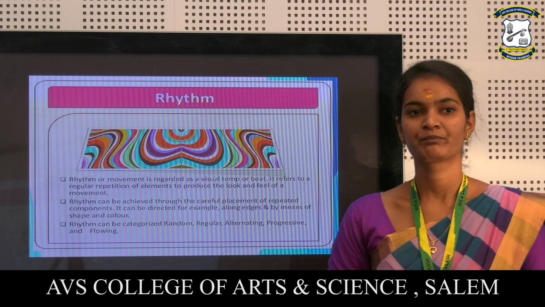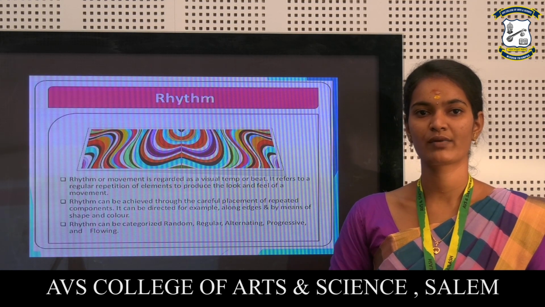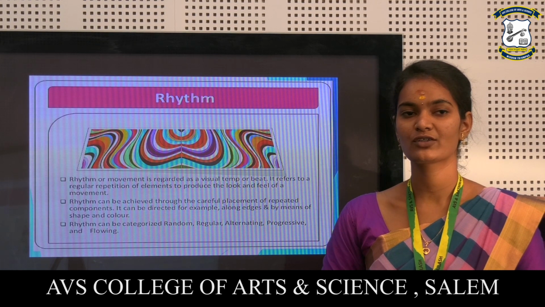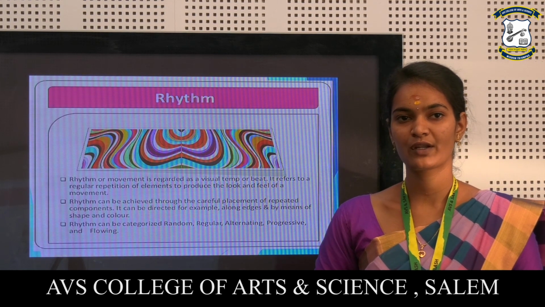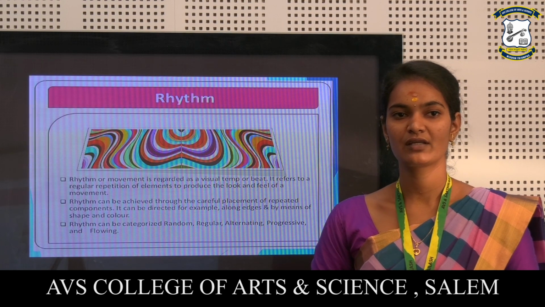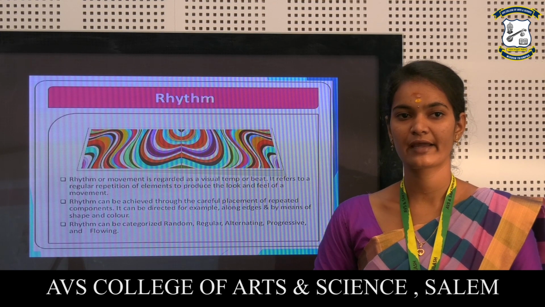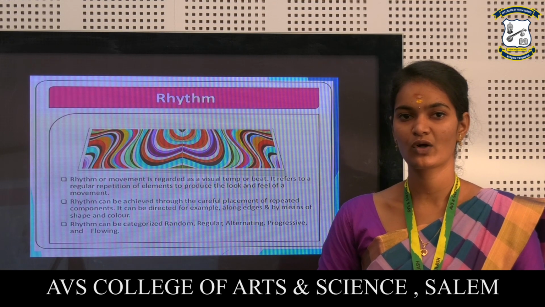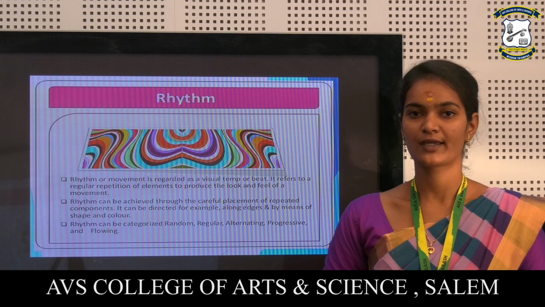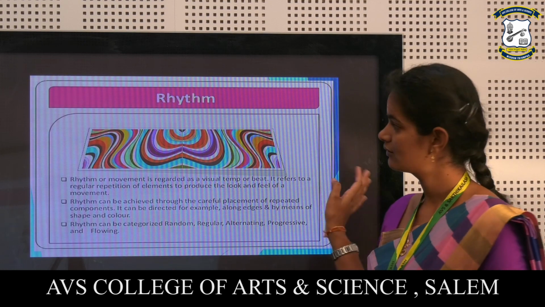Next, rhythm. Rhythm or movement is regarded as a visual tempo or beat. It refers to a regular repetition of elements to produce the look and feel of movement. Rhythm can be achieved through the careful placement of repeated components. It can be directed, for example, along edges and by means of shape and color. Rhythm can be categorized as random, regular, alternating, progressive and flowing.